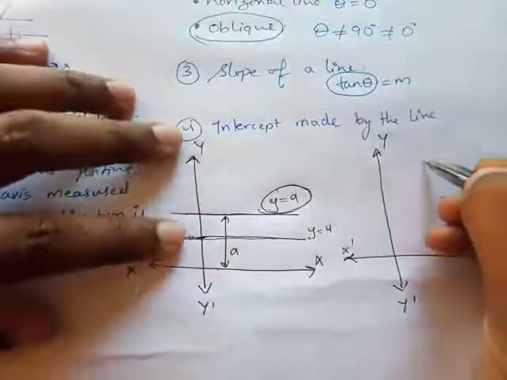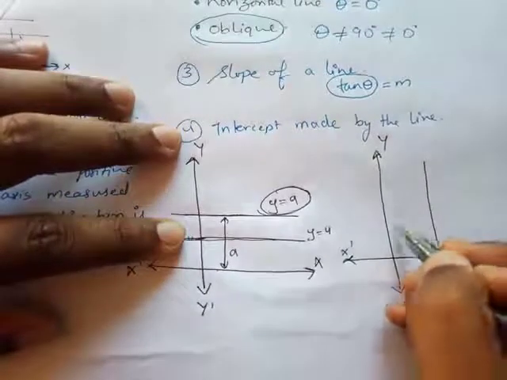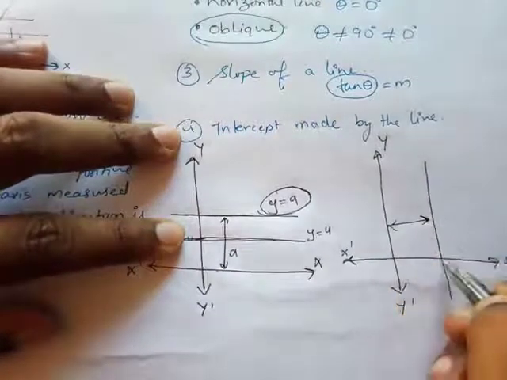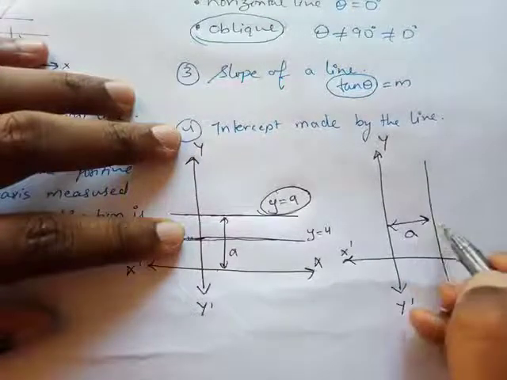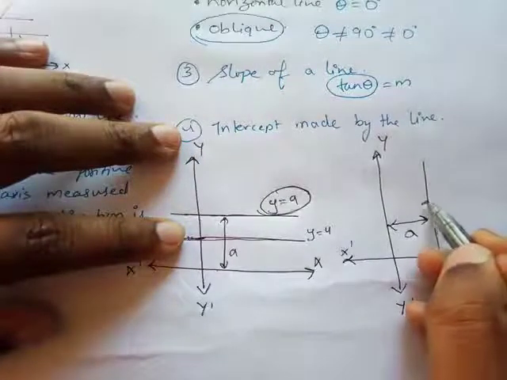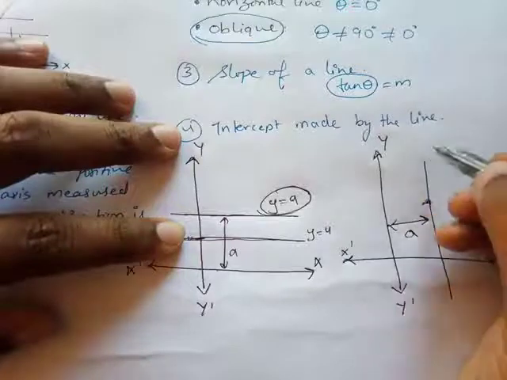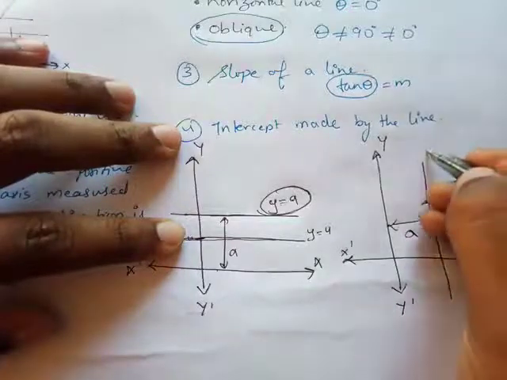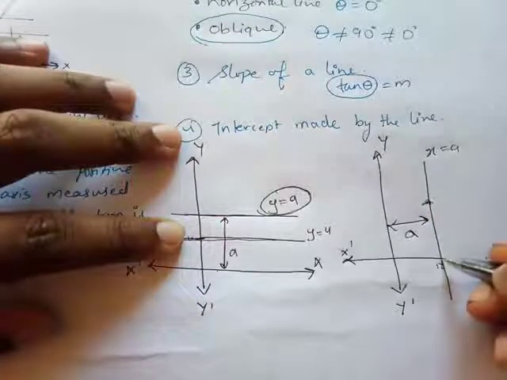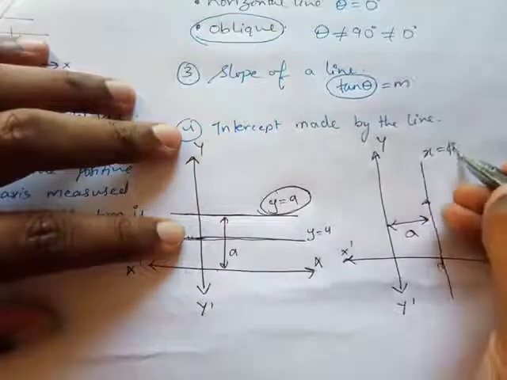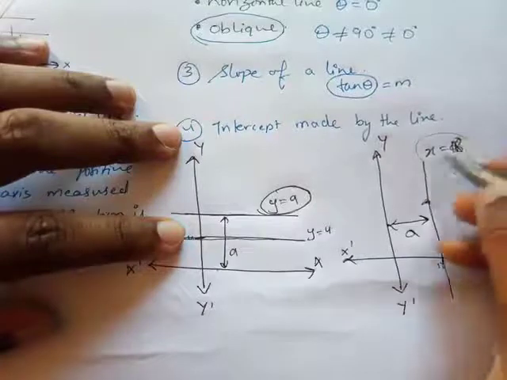And if a line is parallel to the y axis and there's a distance, I don't know, maybe this is 4, this is 5, or let's say this is a. So the equation of this line is going to be very simple. You don't have to do anything in this. The equation of this line is going to be x equals a. And if it comes 18 centimeters on this line, then x equals 18. This is the equation of the line.